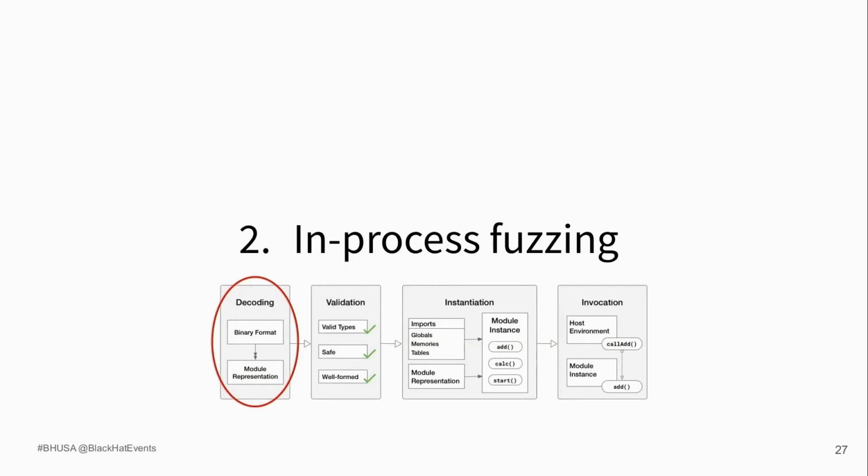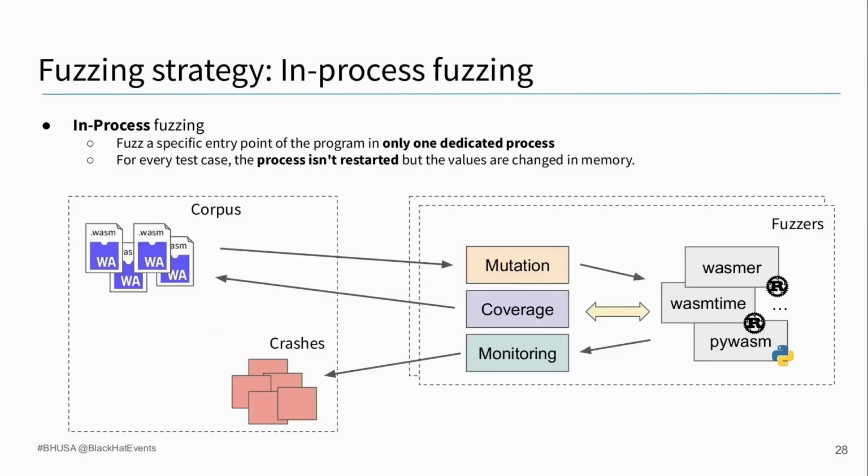Then I decided to do in-process fuzzing. In-process fuzzing is basically an optimized way to do fuzzing. The main goal is that you get a fuzzer that runs your target in the same process, so it will be way faster. In that case, you don't need to restart the process. For every test case, you can just replace it in memory and provide that to your target, and so on. So it's way faster.